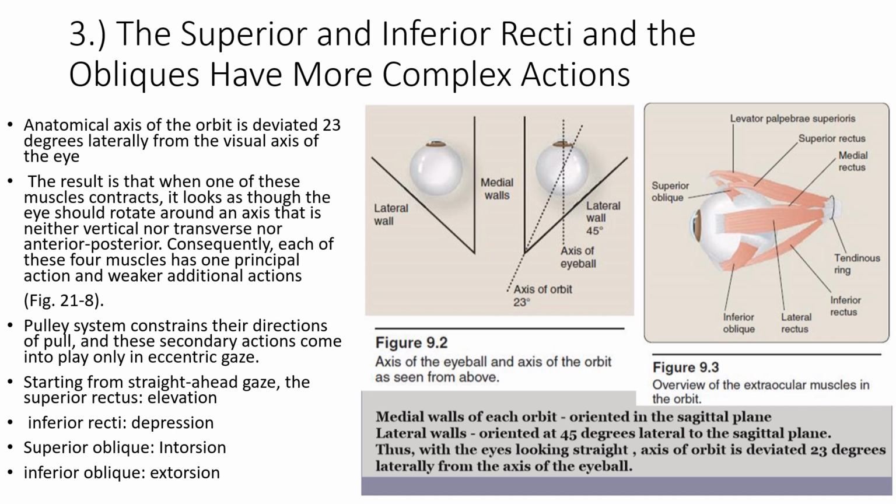However, the pulley system constrains their directions of pull, and these secondary actions come into play only in eccentric gaze. Starting from straight ahead gaze, the superior and inferior recti largely take care of elevation and depression, respectively. Similarly, superior and inferior obliques cause intorsion and extorsion. So superior intorsion, inferior extorsion.